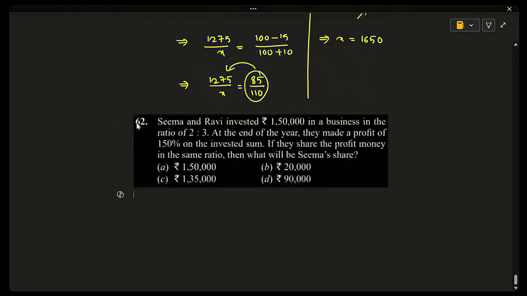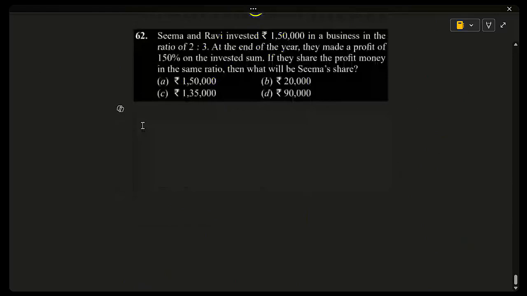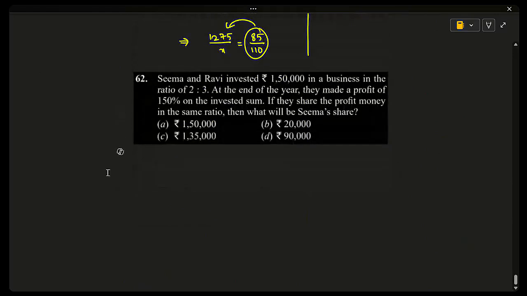Second one. Seema and Ravi invested 1,50,000 rupees in a business in the ratio of 2:3. At the end of the year, they made a profit of 150% on the invested sum. If they share the profit money in the same ratio, this is very important, then what will be Seema's share?